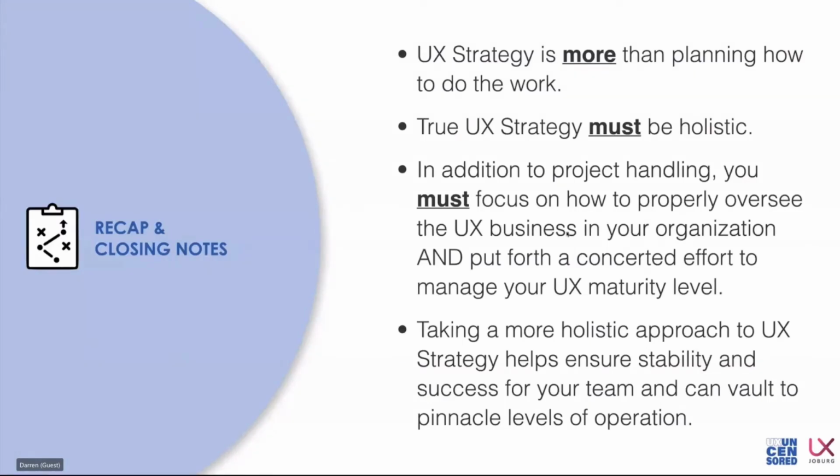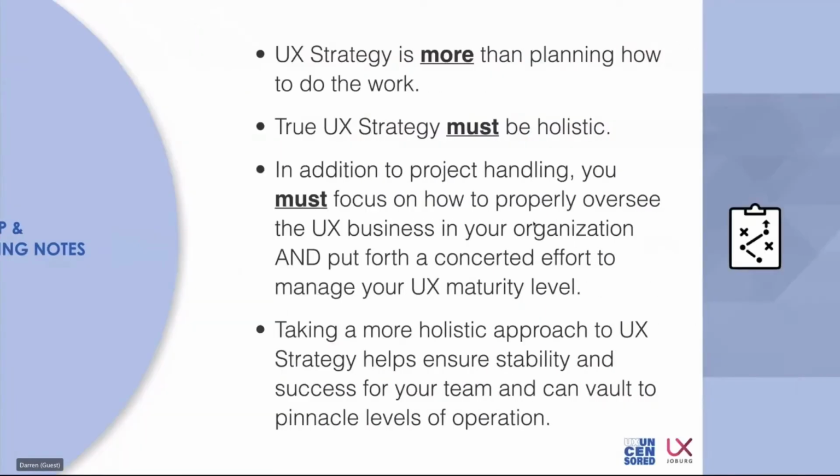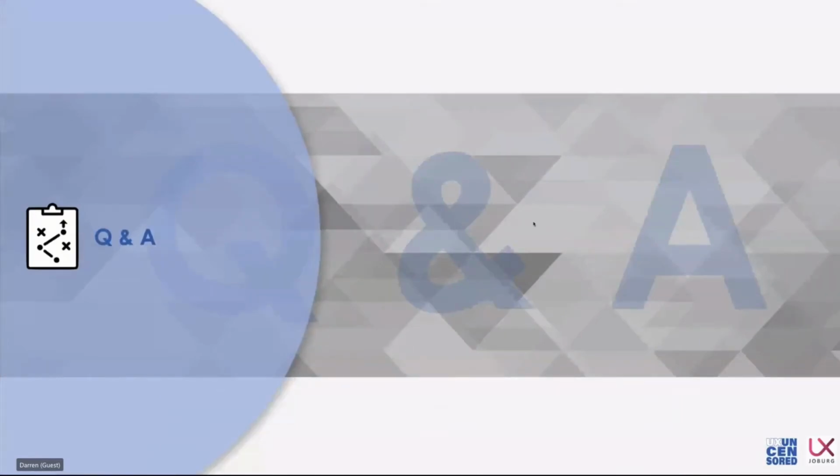such a thing. So in addition to project handling, you must focus on how to properly oversee your business in the organization where you are and put forth a concerted effort to manage your UX maturity level. It is critical that you do that, overlooked by many. And make sure you take a more holistic approach to UX strategy, because this will help you ensure stability as well as success for your team. And it can vault you, as I keep saying, pinnacle levels of operation. I think we all would love to achieve that level of success. So that is what I have to present today.